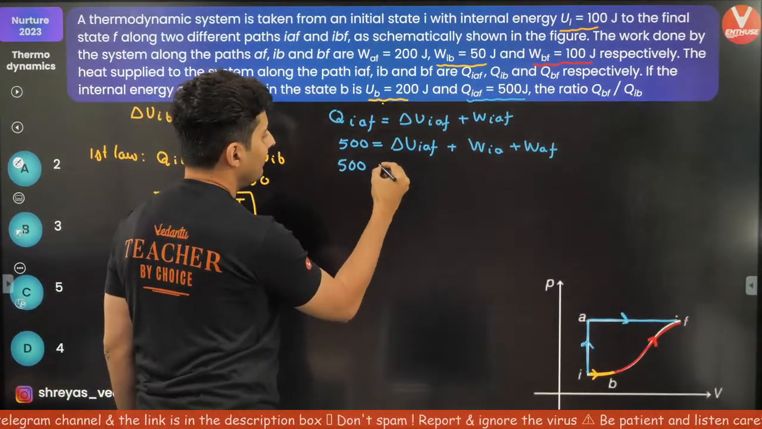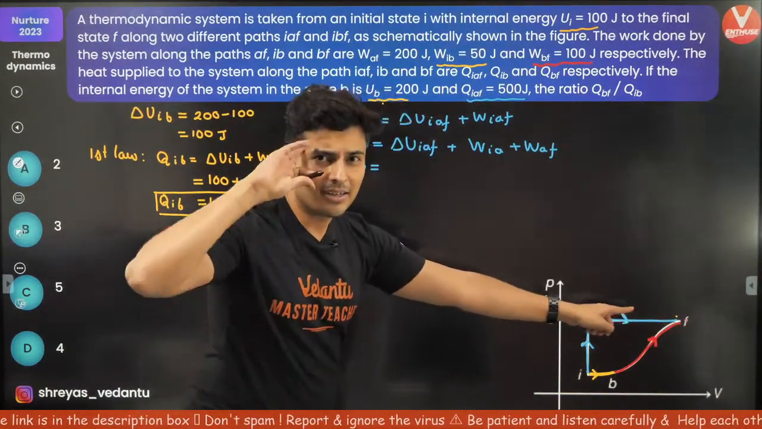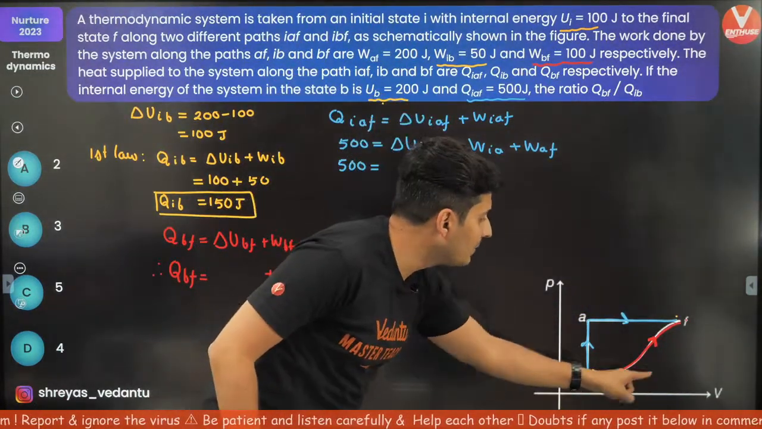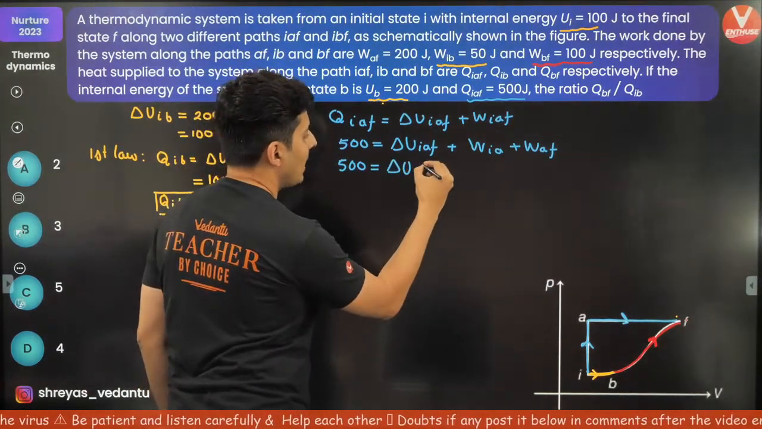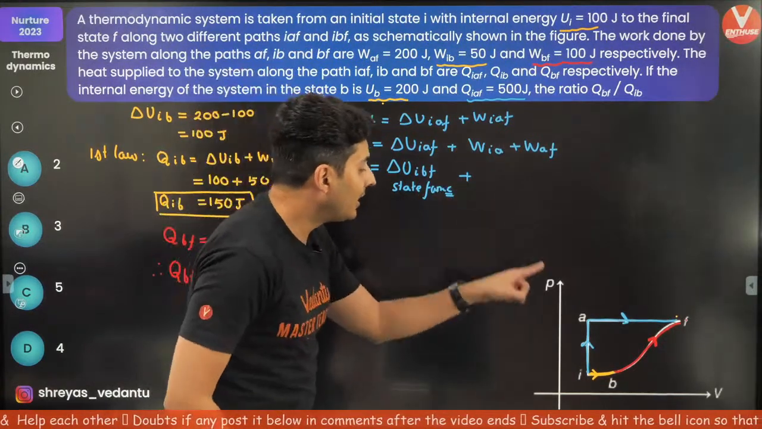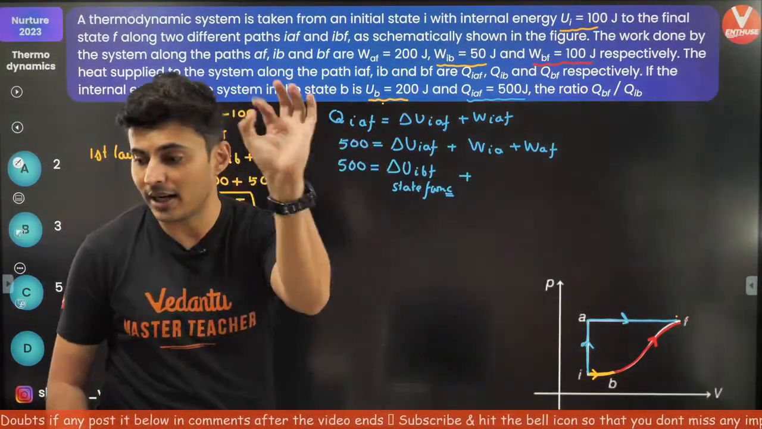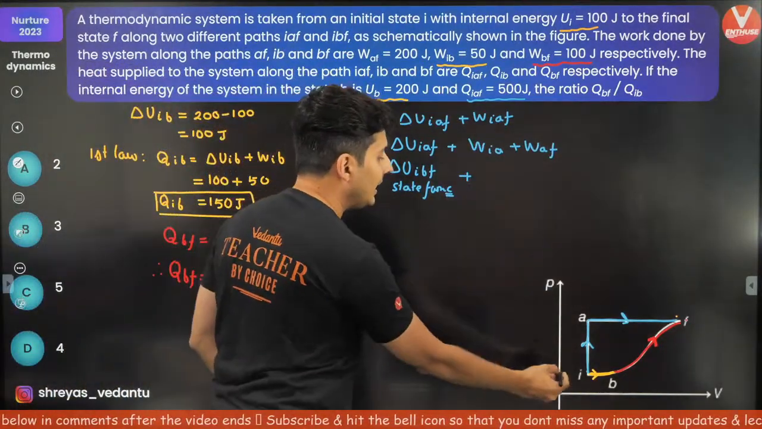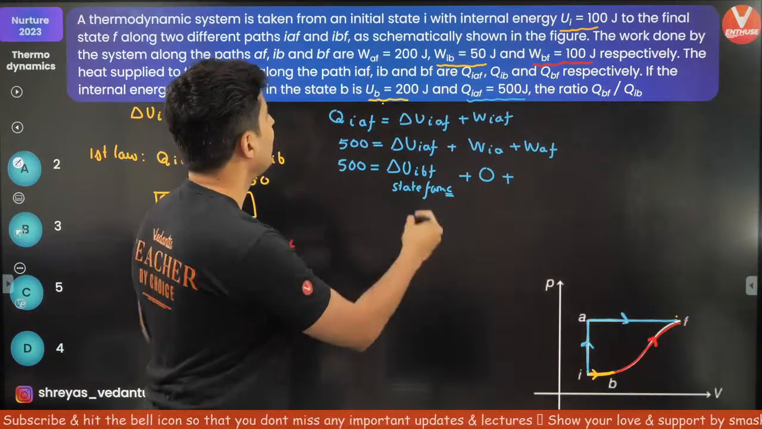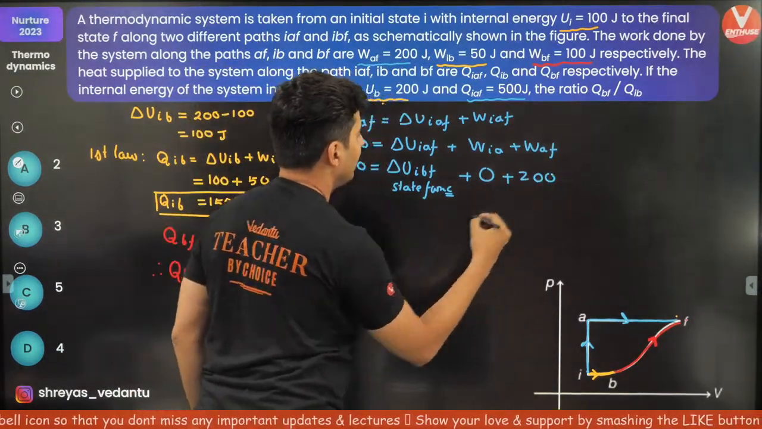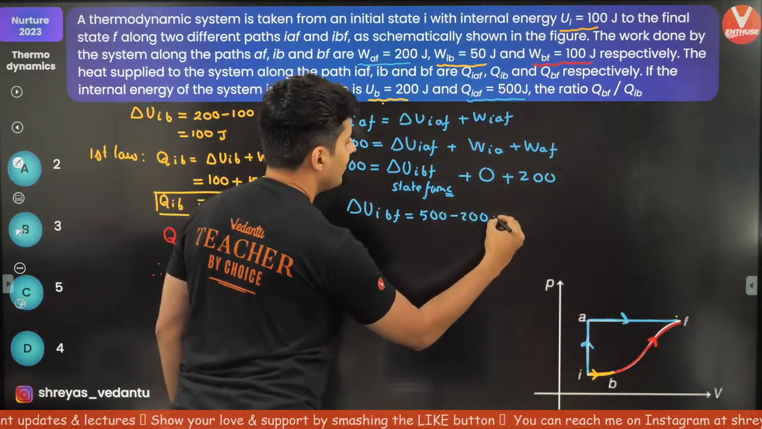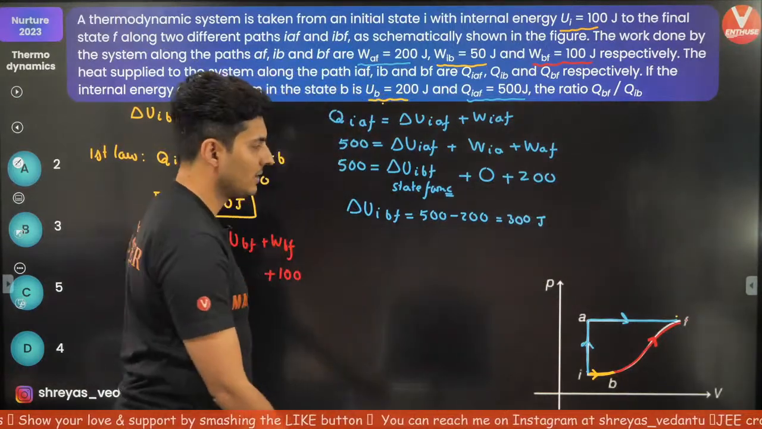Next, 500 will be equal to delta U IAF. Understand, in this process, for this initial and this final state, it will be the same as delta U from IBF, because it's a state function. Plus work done from I to A is 0 because the area under I to A is 0. Agreed? I to A there is no area, so I'll put 0 over here. Plus A to F, look at this, work done from A to F is 200. Therefore, delta U IBF will be 500 minus 200, which is nothing but 300 joules.